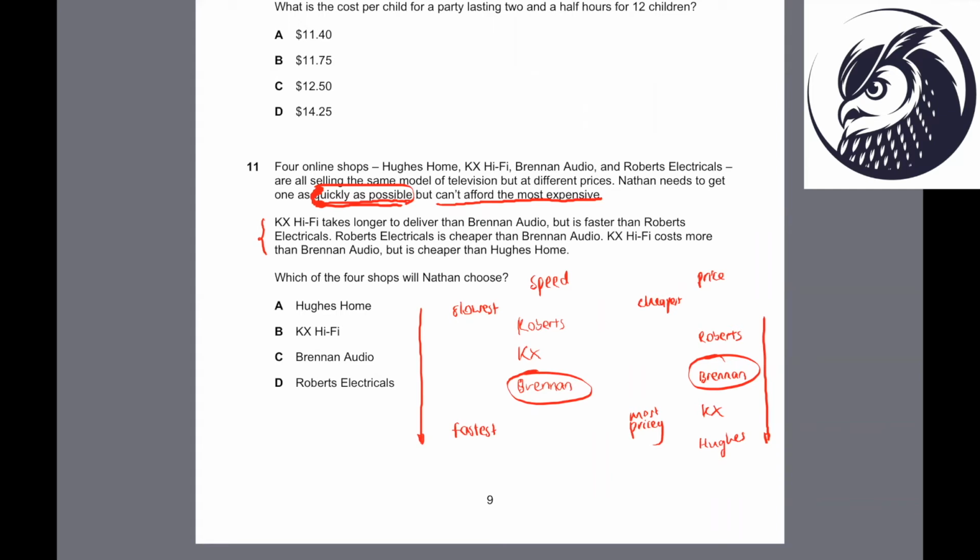It is the one that's going to be delivered the fastest based on the information we're given. And we also know it's not the most expensive. So it satisfies all criteria, and therefore Brennan would be the best answer option here. And we actually know that Hughes can't be the answer option because Hughes is the most pricey over here, as you can see. So even though we don't know the speed of delivery for Hughes, since we know it's the most pricey one, we know that Nathan can't afford it, and therefore it can't be the answer option.